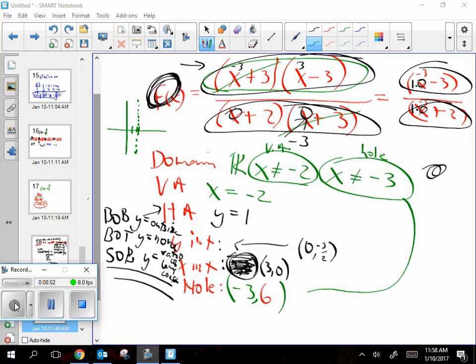Yes, sir? So why isn't it that x can't be negative 3 because of a vertical asymptote, not a hole? Okay. Well, there's a reason it's failing, and it's either because it's making an asymptote or a hole. We know holes are only formed when you have something that's the same on the top as the bottom. That's why this one was a hole. And it's just the default: if it's not a hole, then it's got to be a vertical asymptote. Did that answer your question? Okay.